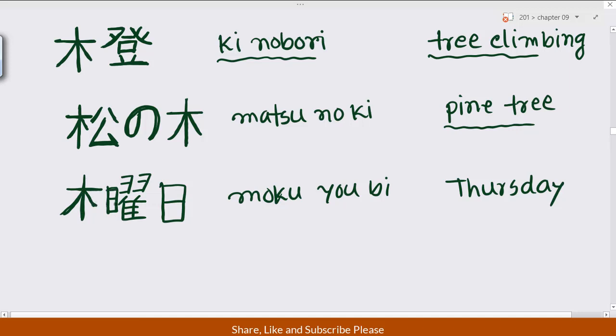moku, yo, so here is yo. Mokuyo, and this is bi. Mokuyobi, Thursday. So here are three words: ki nobori, masu no ki, mokuyobi.